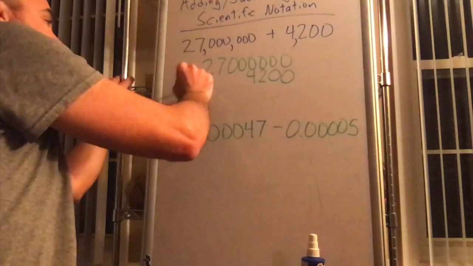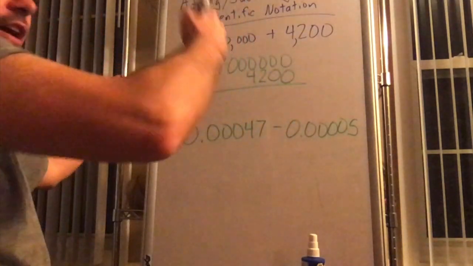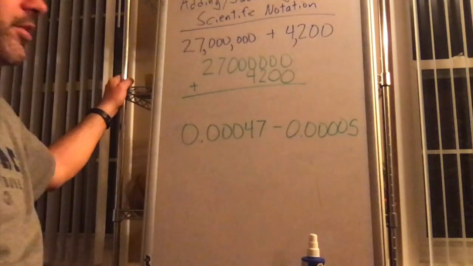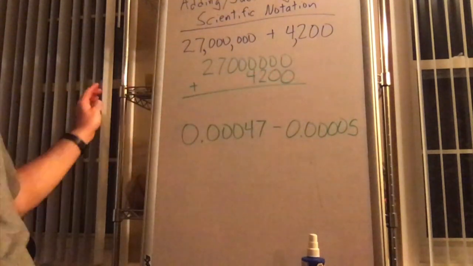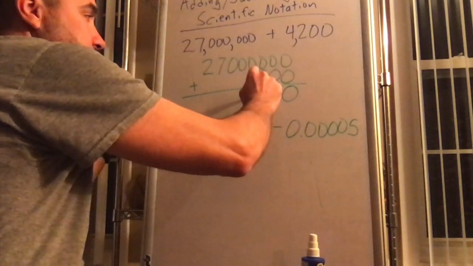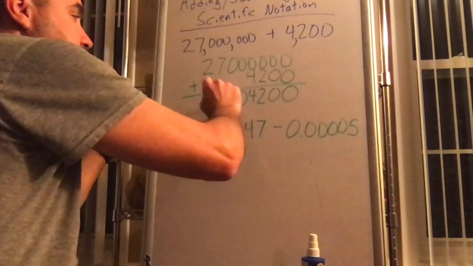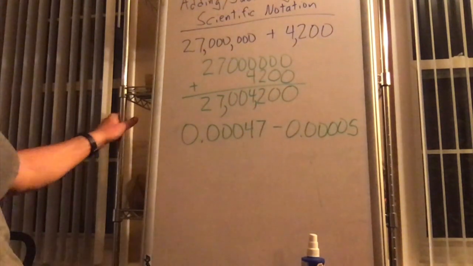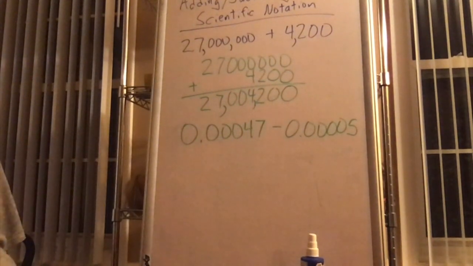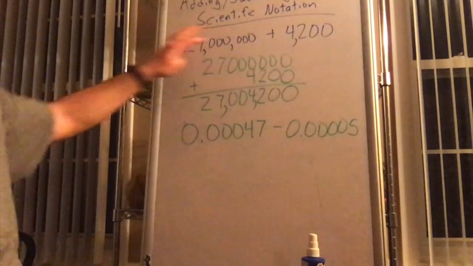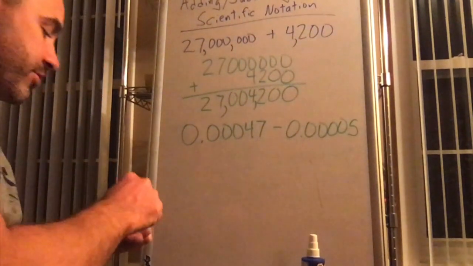When you did this in elementary school, you might have even used graph paper or had lines representing all the different place values. And then we just go right to left and add everything up. 0, 0, 2, 4, 0, 0, 7, 2. So this one ends up being 27,004,200. All right. Key thing is lining up the place values.